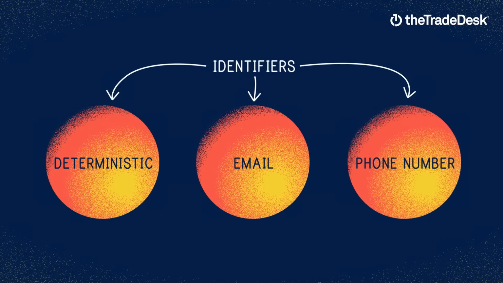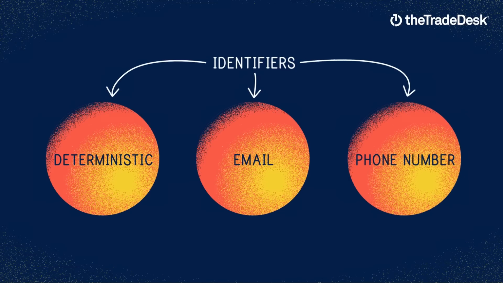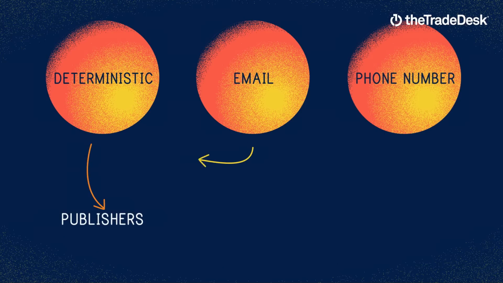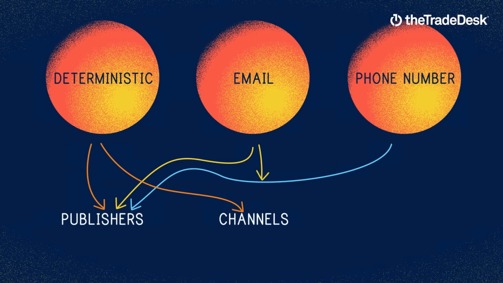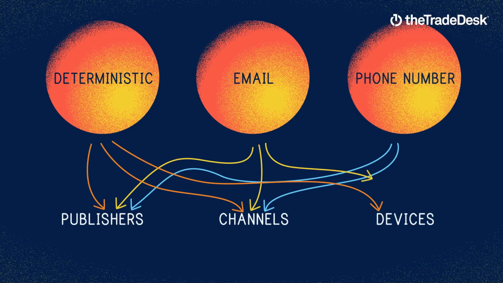But first, why Galileo? And why now? It's simple. Because the internet is changing, and the identifiers that will withstand that change are deterministic, email, and phone number based. To take advantage of this shift, advertisers need a seamless and secure way to activate their CRM data and more accurately match and measure it across publishers, channels, and devices.